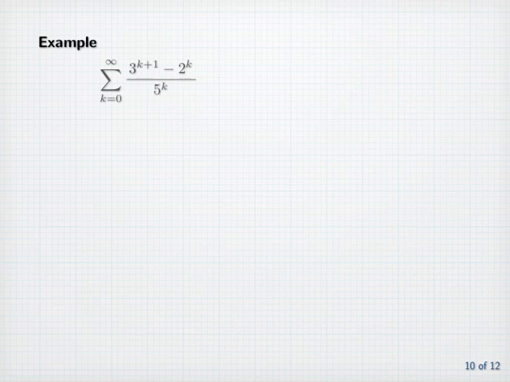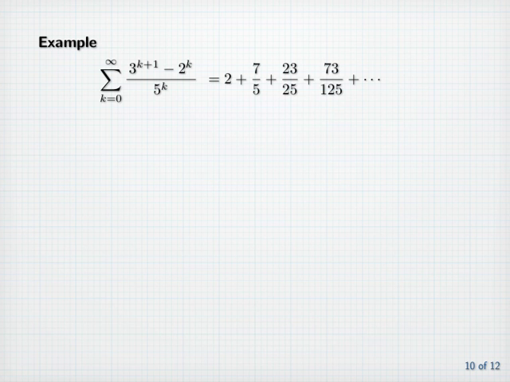Example. Let's look at the sum from k equals 0 to infinity of (3^(k+1) - 2^k) all divided by 5^k. Writing out the first several terms, this is 2 plus 7/5 plus 23/25 plus 73/125, and so on. The quotient (3^(k+1) - 2^k) over 5^k may be broken up into two terms as 3^(k+1) over 5^k minus 2^k over 5^k.